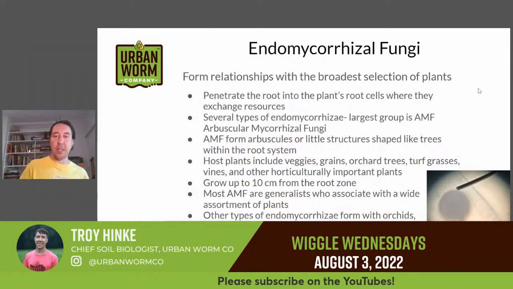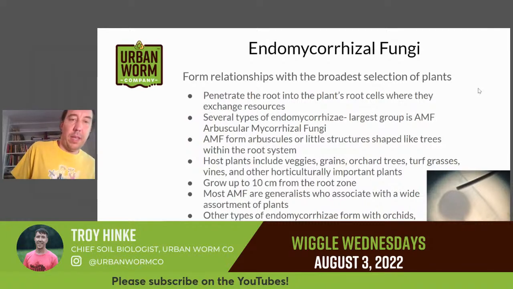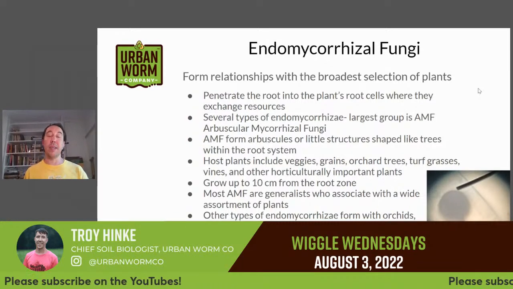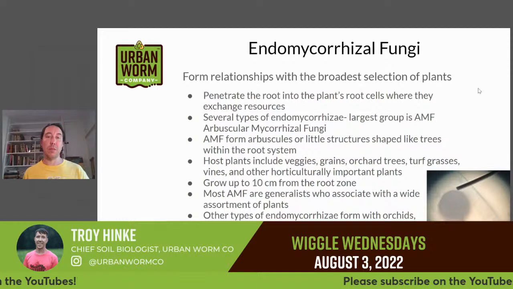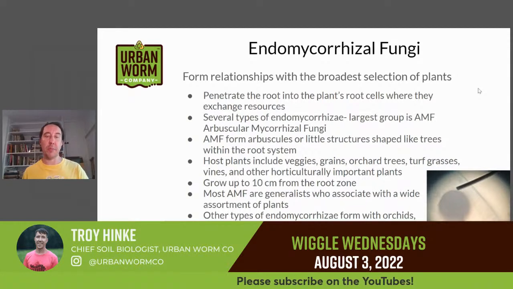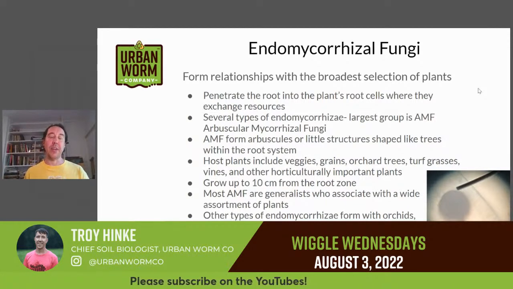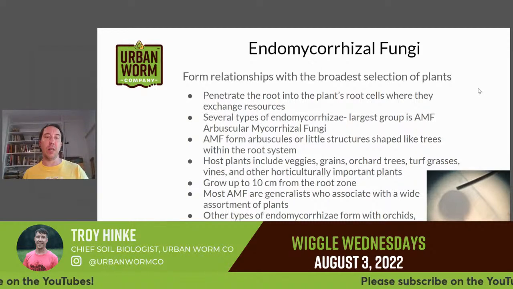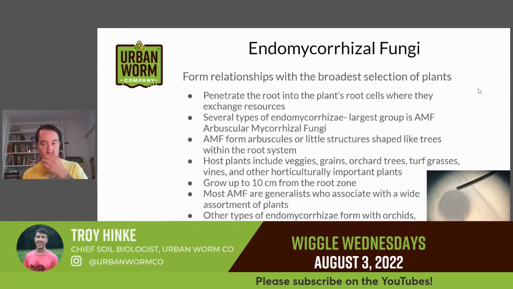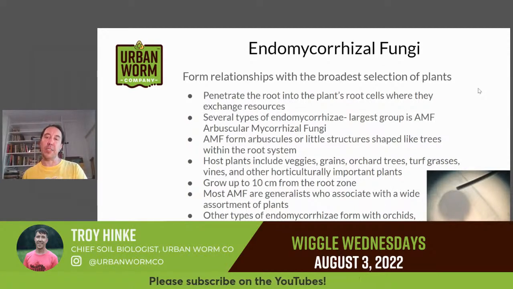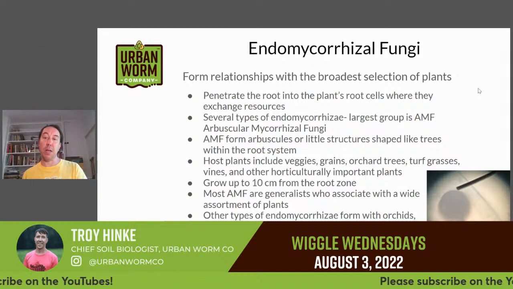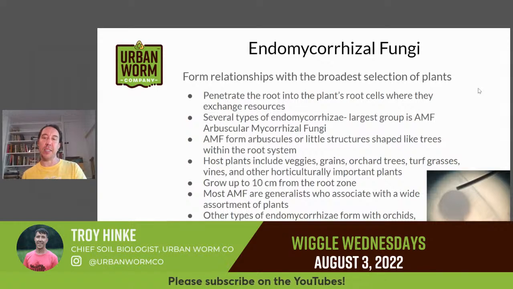If you're looking at succession of plants, they're going to be hosts on row crops, corn, tomatoes, peppers, things that you're going to be growing in your garden. And endomycorrhizal fungi are going to penetrate the root into the plant's root cell where they exchange resources. If you look at the picture down on the right-hand side here, it's hard to see, but the line that runs from about the 12 o'clock position down to the 4 o'clock position is the exterior of the root that I'm looking at through a microscope there.